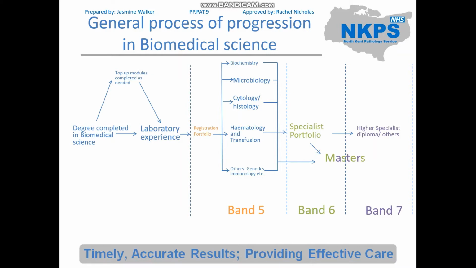So if you weren't sure at this stage, say you'd worked for a little while in haematology and you didn't think it was for you, you would want to start looking at moving around before you started your next qualification. To get to a band 6, you need to complete one of 3 qualifications.